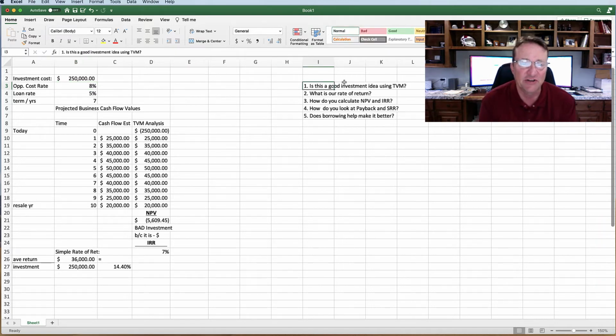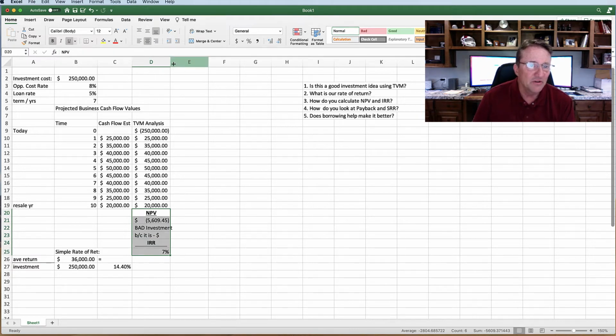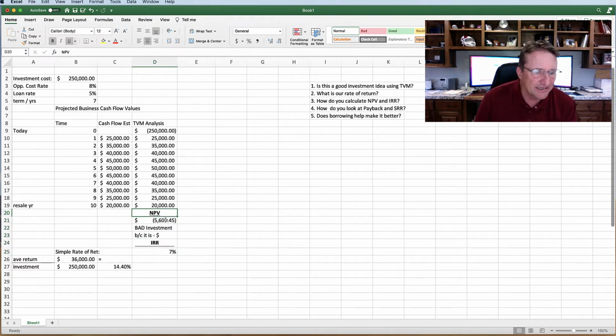So let's come over here and look at our questions. Number 1, is this a good investment idea using time value of money? No. What's our rate of return? Our rate of return is actually 7%. How do you calculate NPV and IRR? I just calculated them for you here using Excel. Really, this is the net of all the present values added together. You can do them one at a time, it's kind of a long way, or you can just use the formula that gets you that. If that number is negative, you automatically know that rate must not be higher than the income.